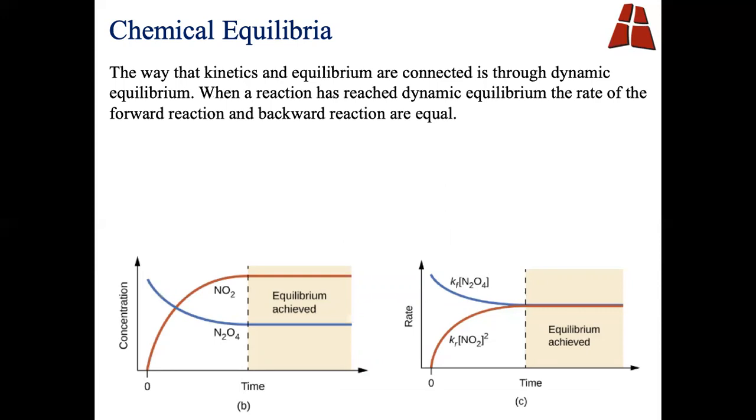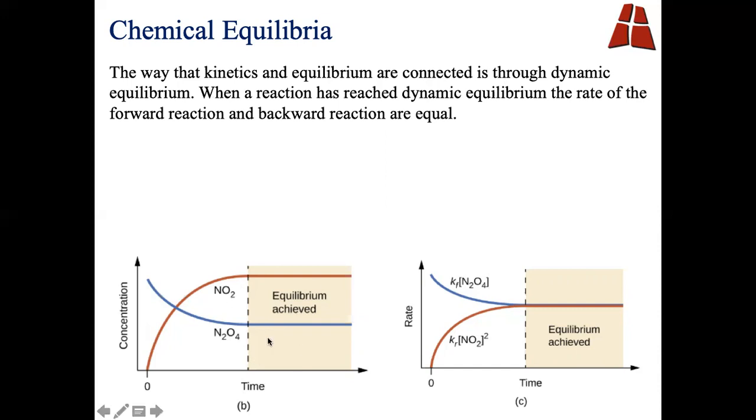And dynamic equilibrium is also a way to think about how we connect our kinetics to our equilibrium. And so when a reaction has reached a dynamic equilibrium, that's when the rate, so again, rate is how fast a reaction is going, the rate of our forward reaction and our backward reaction is going to be equal.